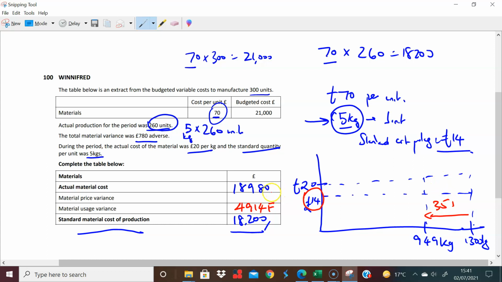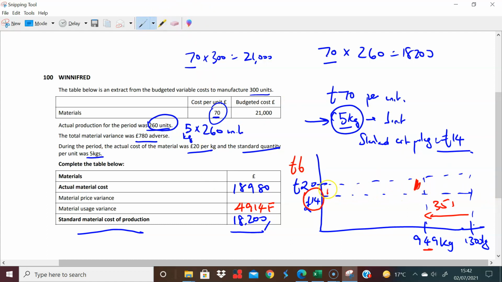And you could work out what the price variance was from here, but let's work it out like this as well. So you were meant to spend £14 on each kilogram, but you spent 20. So that's a £6 increase. And of course, you paid an extra £6 on all the 949 items that you bought.